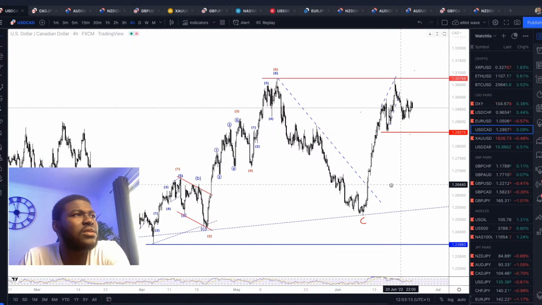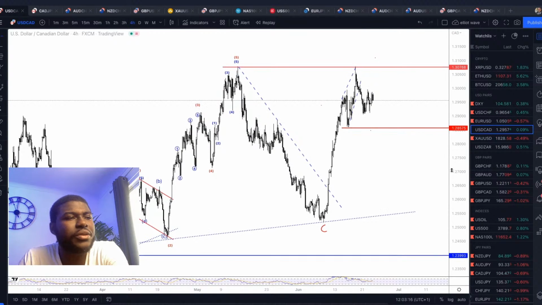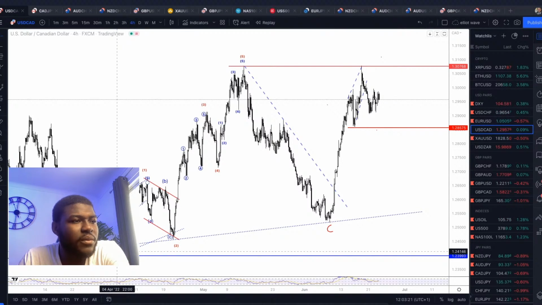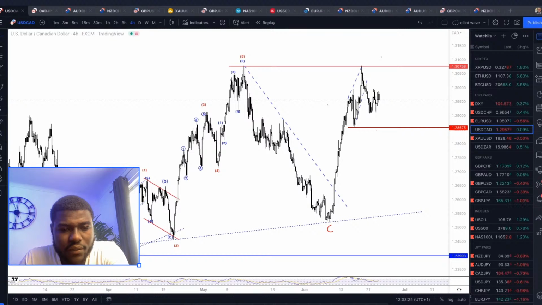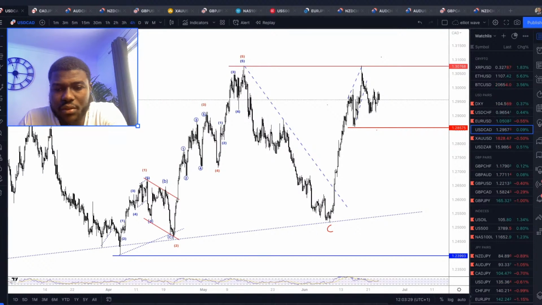So back to the analysis for USD CAD. Someone requested for this analysis. Now, starting from this low, what I could see is, let me adjust my camera so that you guys can see my chart properly.